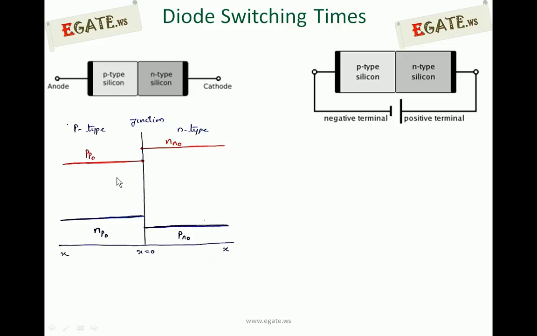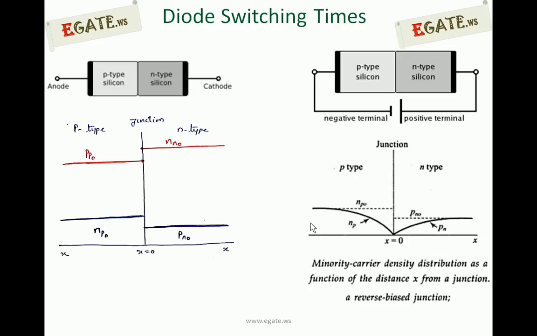Now we will concentrate only on minority carriers. They are contributing to the current under reverse bias. These are minority carriers Np naught. They will be crossing the junction and going to the other side. Minority carriers, holes in N type, are going to be attracted towards the other side. So near the junction they will be attracted away, so that there will be no charge carriers near the junction.